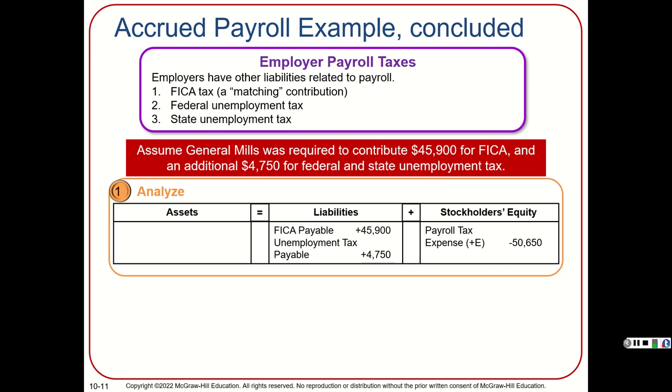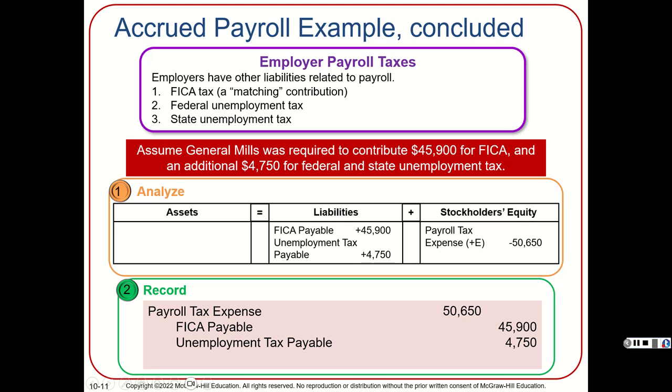Unemployment taxes do not come into play until the end of the year, but during the year is when they are accrued. So the unemployment tax for the current payroll period was $47.50. So these two amounts go into the liabilities, and then you have your payroll tax expense of the additional $50,650. So your expense, $50,650, equals the $45,900 to Social Security and the $47.50 to unemployment.